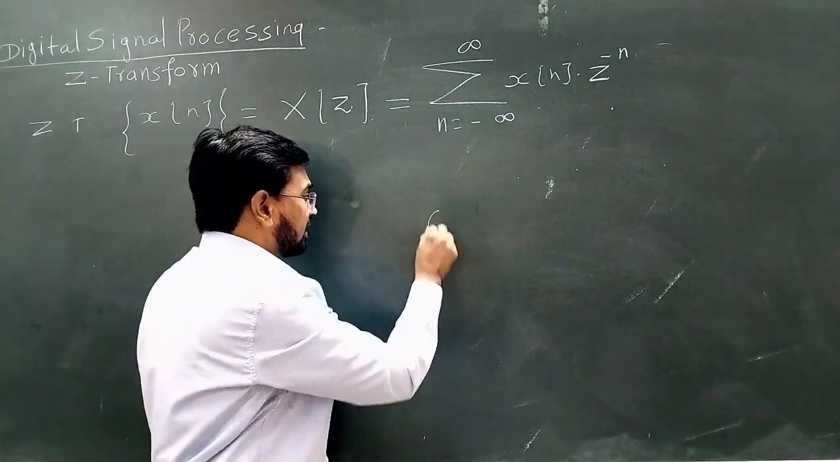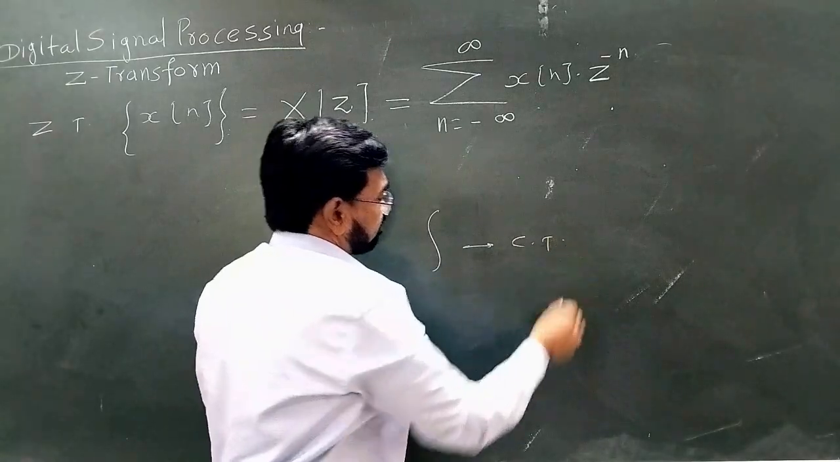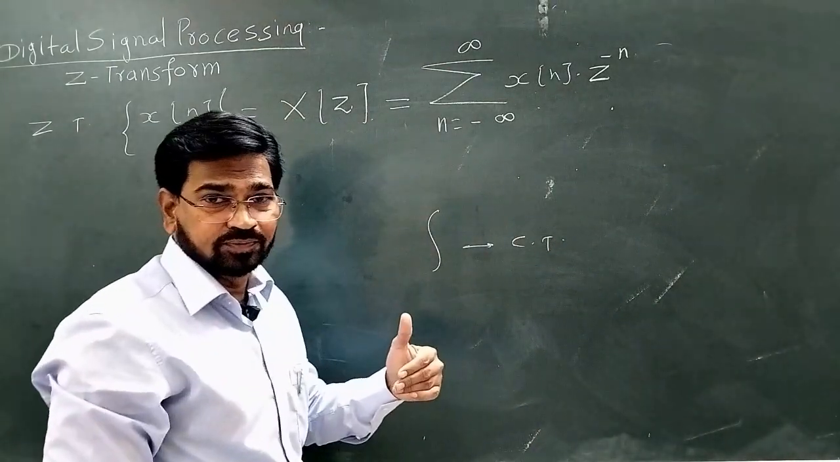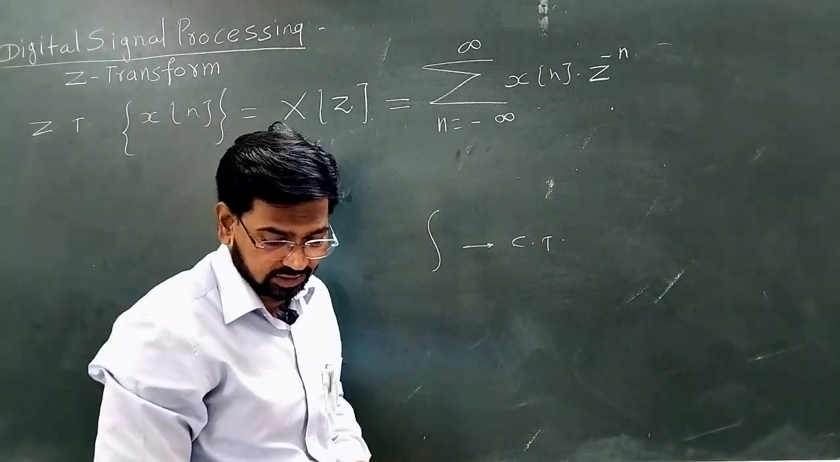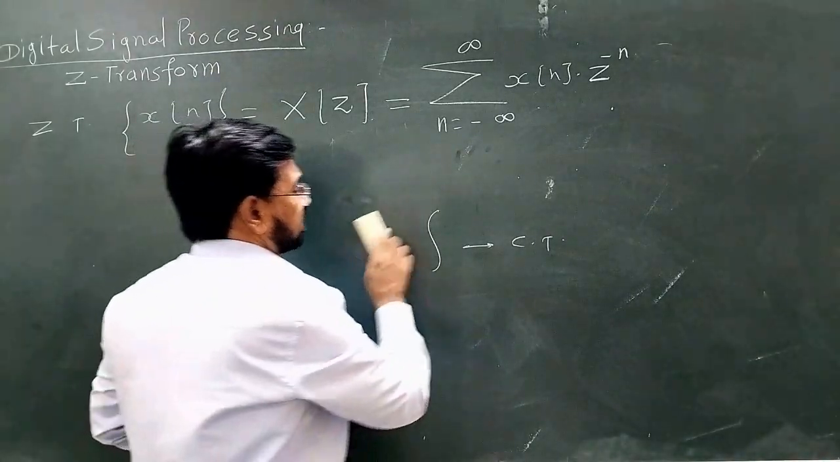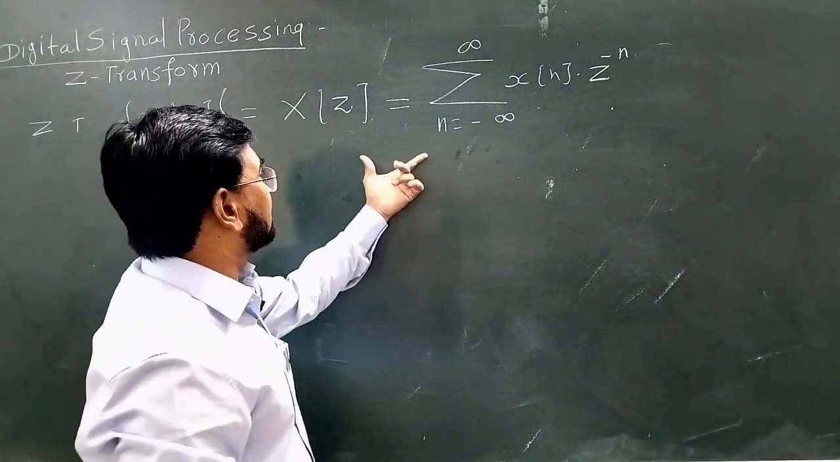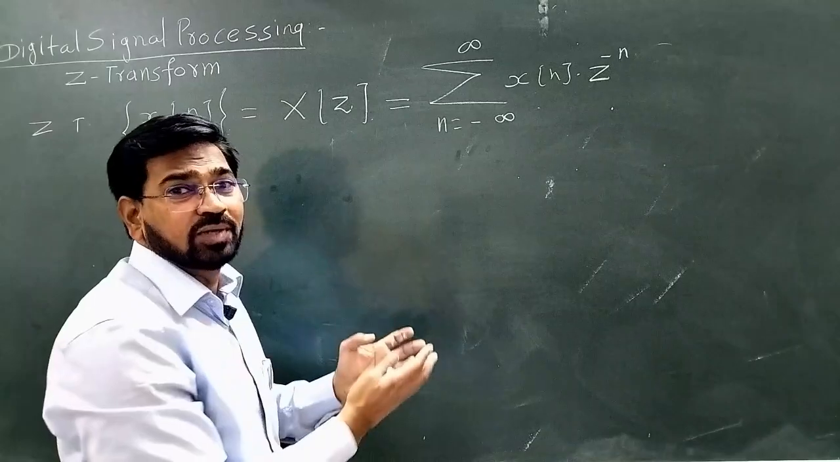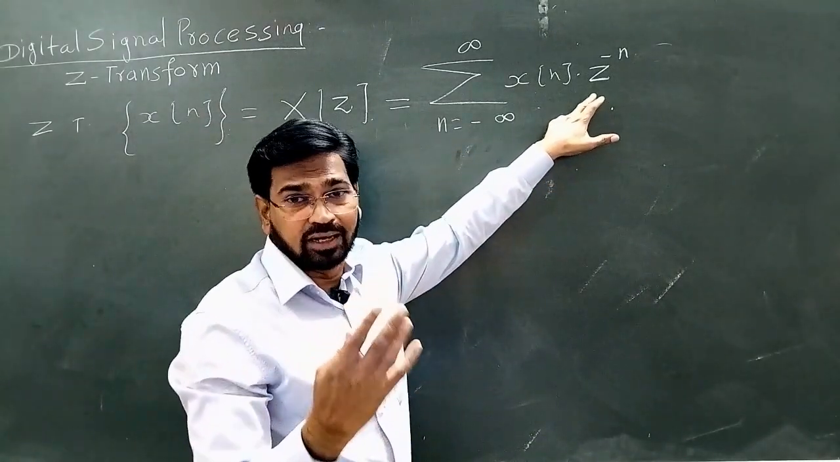Because integration is used for continuous time systems where we have continuous signals. And here we have a discrete sequence, so we have to sum it. Therefore, it is a summation with limits from minus infinity to plus infinity. Now, let us understand what the z transform equation tells and what happens if we increase the index n.